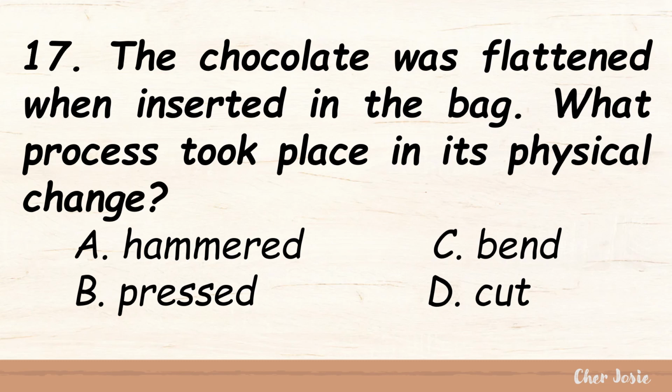17. The chocolate was flattened when inserted in the bag. What process took place in its physical change? A. Hammered. B. Pressed. C. Bend. D. Cut. Go. Ballpens up. The correct answer is letter B. Pressed.